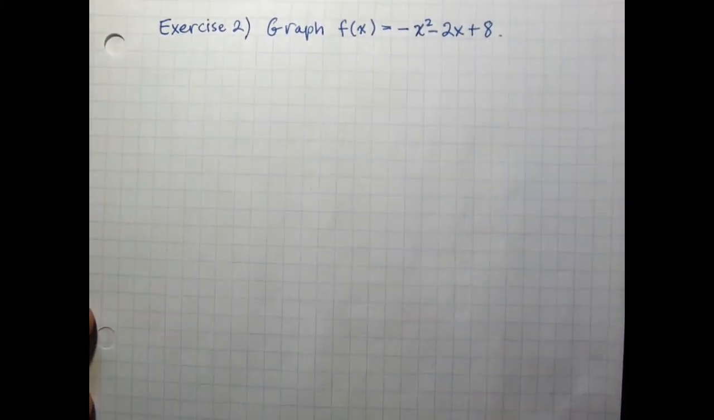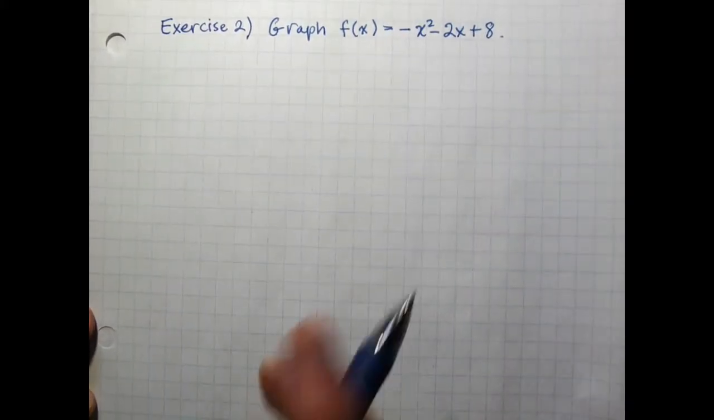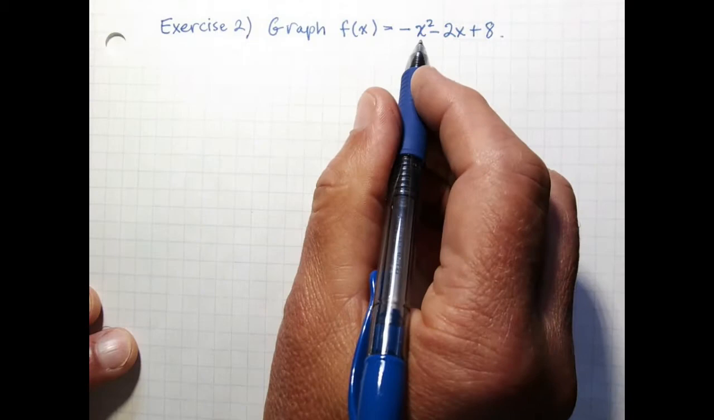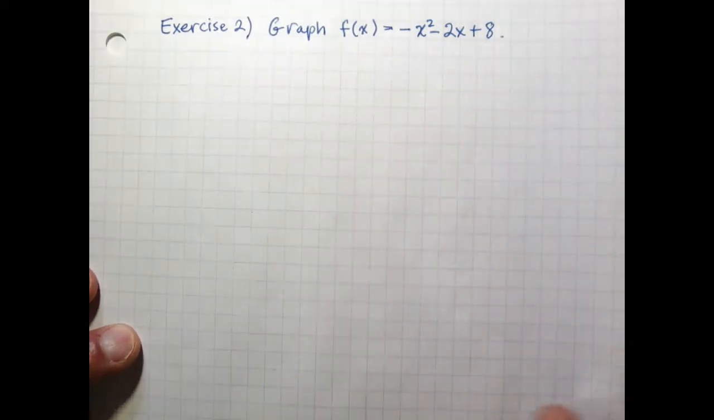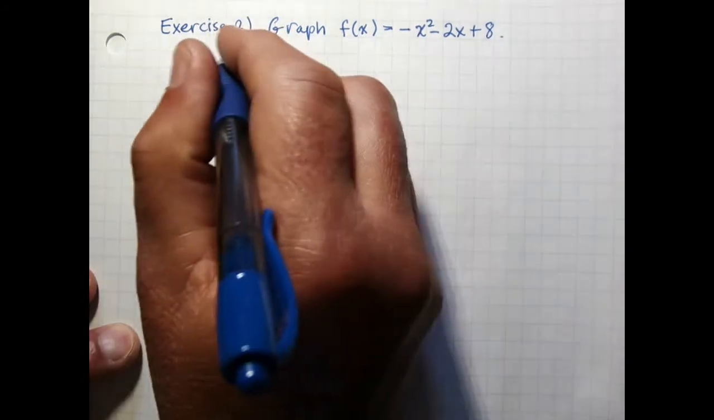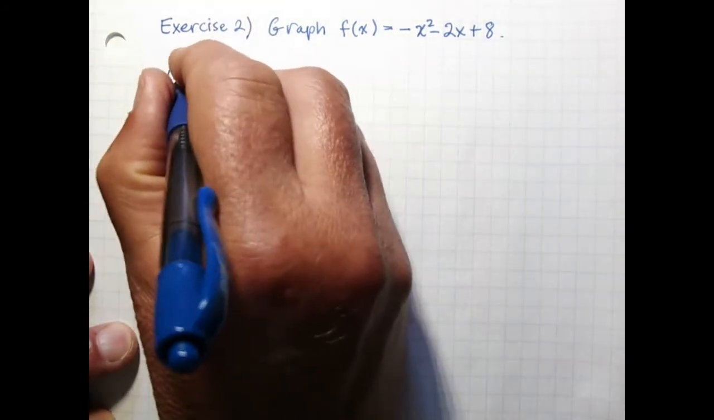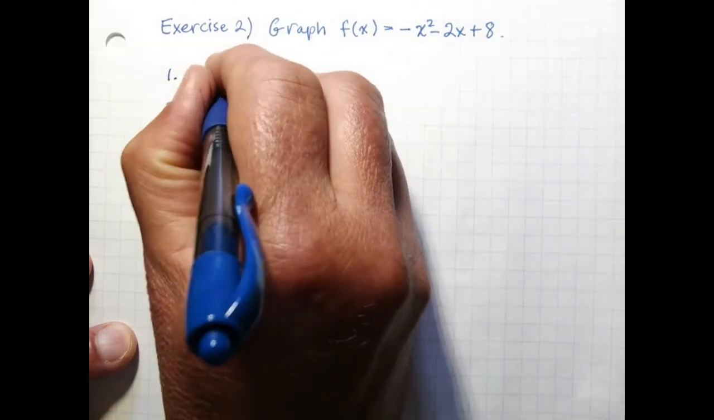All right, so let's go ahead and graph this quadratic function, f of x equals minus x squared minus 2x plus 8. And we're going to go through the 5 steps. So step 1 is find the vertex.